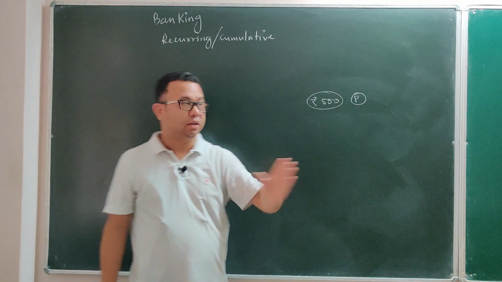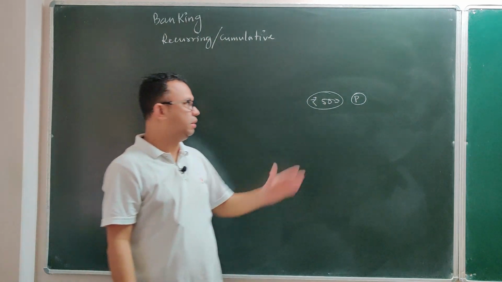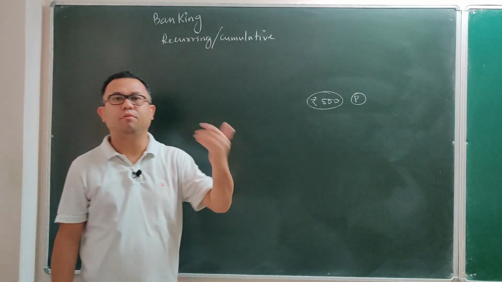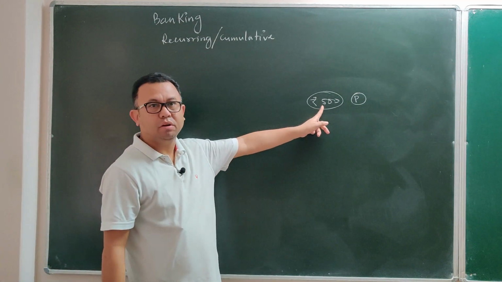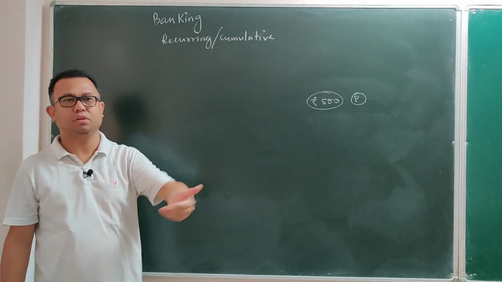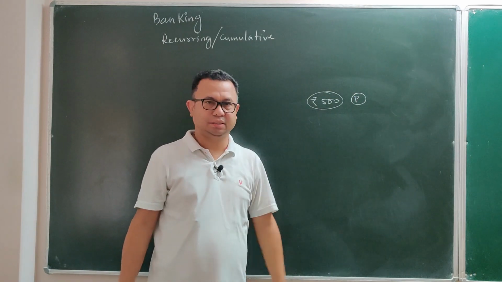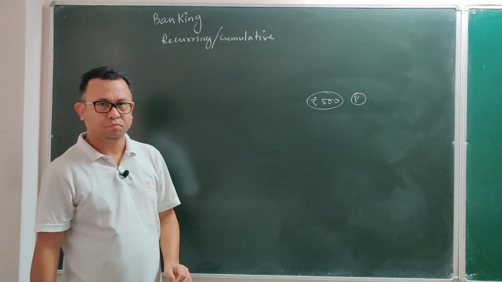This is decided beforehand. You may deposit 50 rupees, 100 rupees, 5000 rupees, 5 lakh rupees every month, but every month you have to deposit this fixed amount. It doesn't mean that this month you deposit 500 and next month only 200. It cannot be. This is fixed. Every month you have to deposit this amount, 500 rupees.